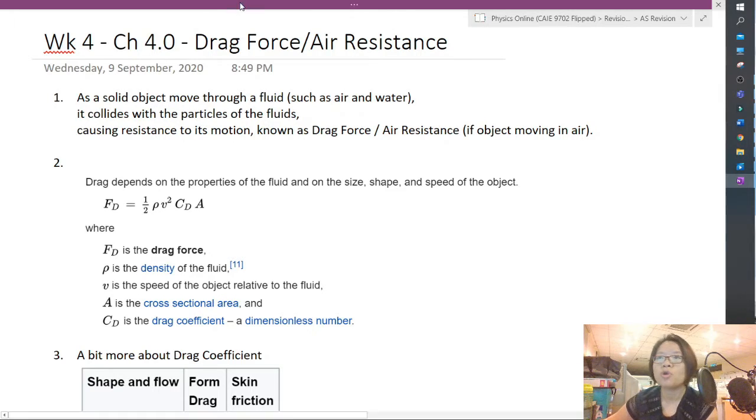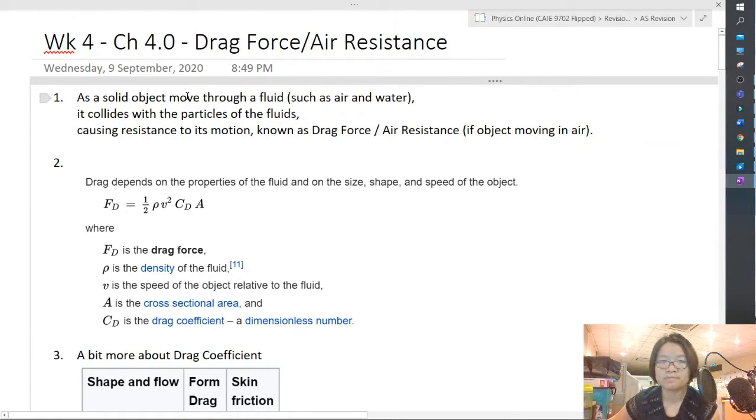When a solid object moves through a fluid, such as air and water, it will collide with the particles of the fluid. For example, when you are walking around, moving your hands around, you will feel the air particles colliding with your skin, which is kind of a long-winded way to say that there's wind, there's air movement. So it will collide with the particles of the fluid.